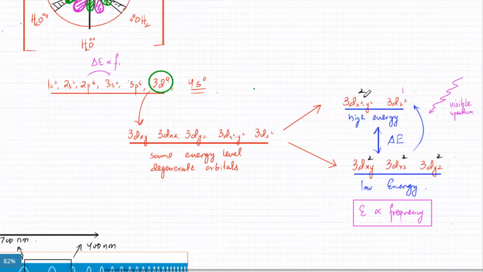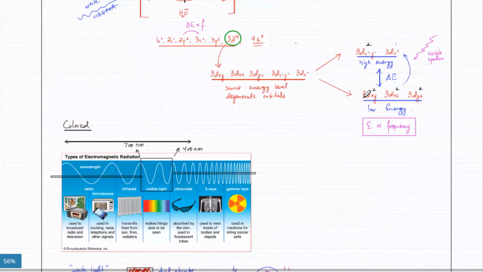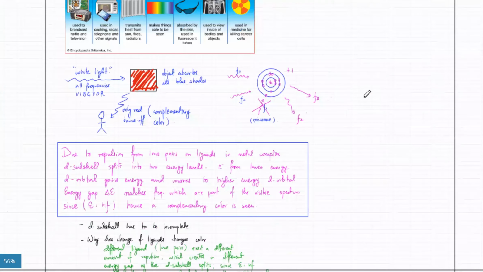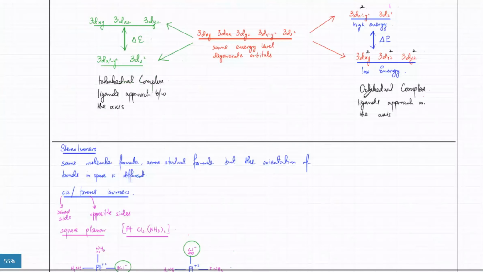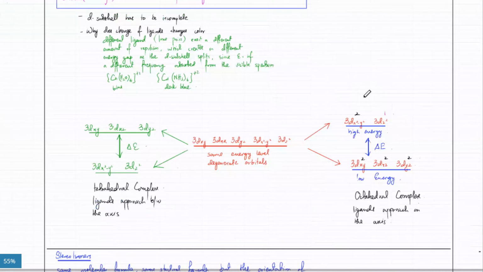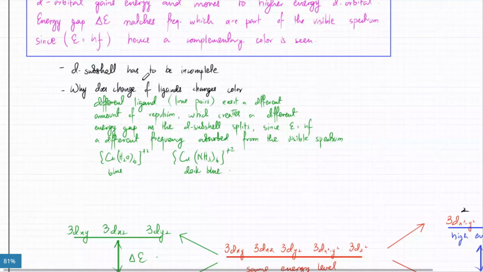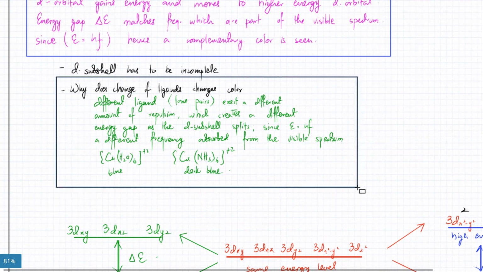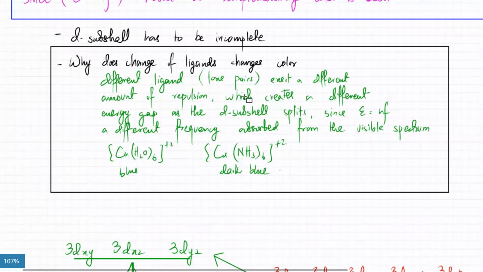So what happens when ligands change? This is something that we did as well. We did write this. Why does change of ligand change color? So the answer to that was: different ligands, lone pairs exert a different amount of repulsion, which creates a different energy gap as the d subshell splits. And since E is equal to hf, a different frequency is absorbed from the visible spectrum.